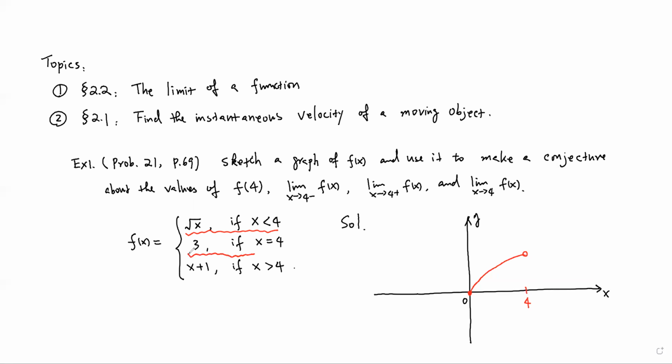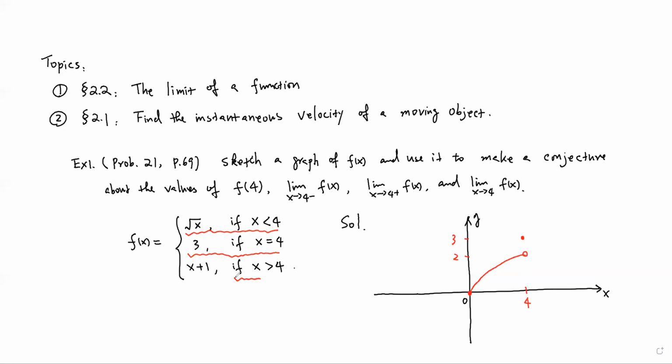When x is equal to 4, function value is 3. Function value is the height of the graph. This open dot, the height is 2. So 3 is about here, number 3. So a solid point. This is part of the graph of function f. Now the third piece.